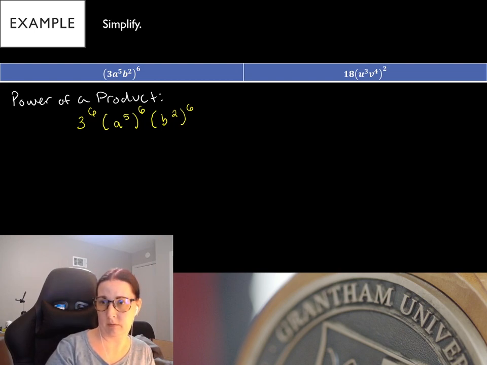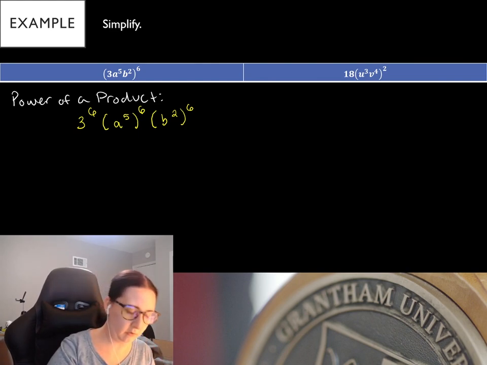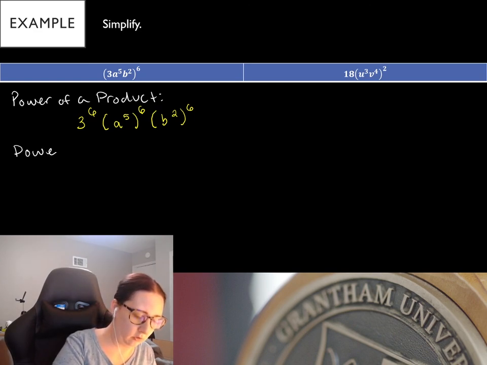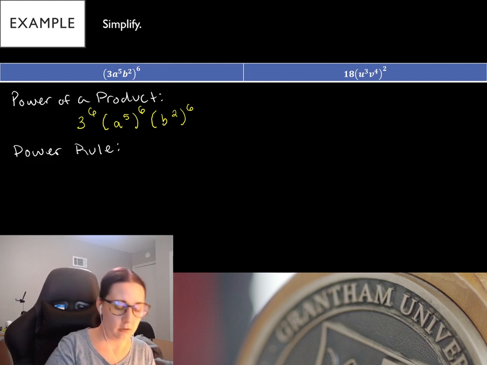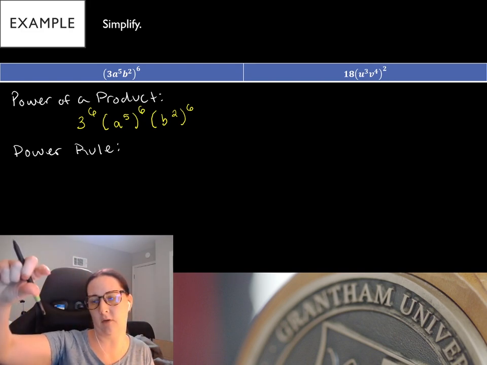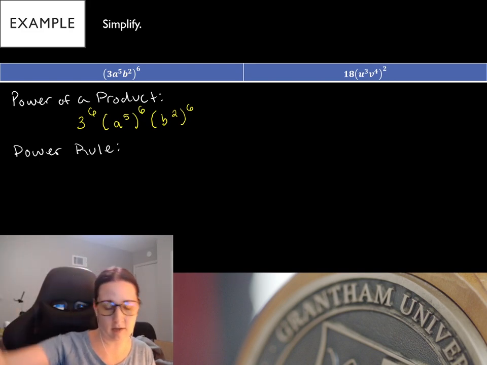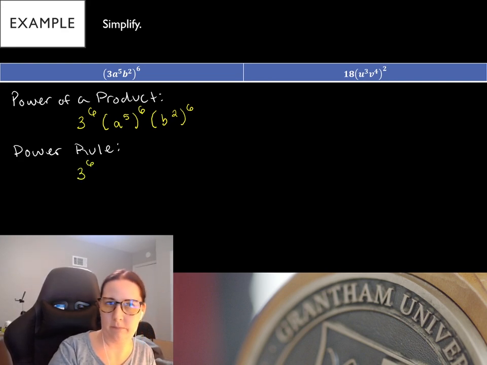Next step is we're going to use the power rule where you multiply those exponents. And I'm going to wait on evaluating 3 to the 6th. So next we're going to do the power rule because I want to do one rule at a time so you can kind of see what we're doing. The power rule is when you multiply exponents together, when you have an exponent on top of another exponent, and things like that. So I'm waiting on the 3 to the 6th.